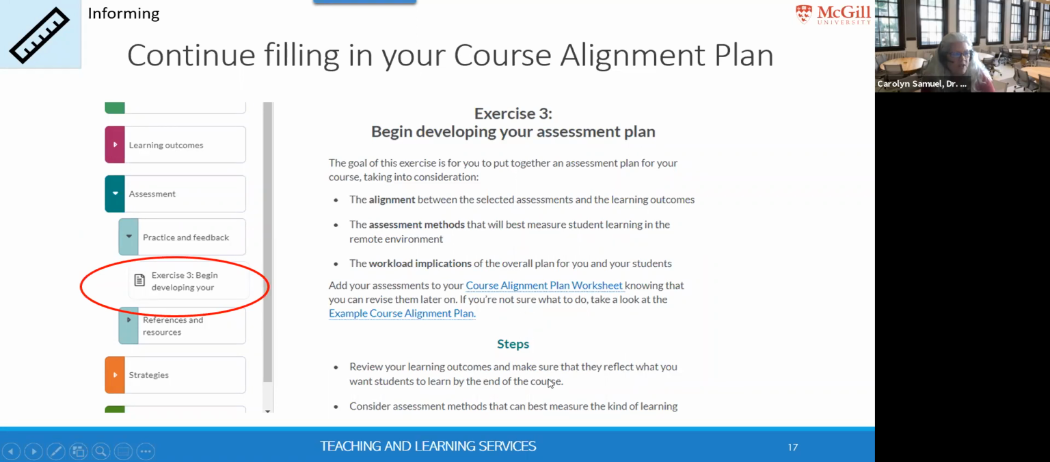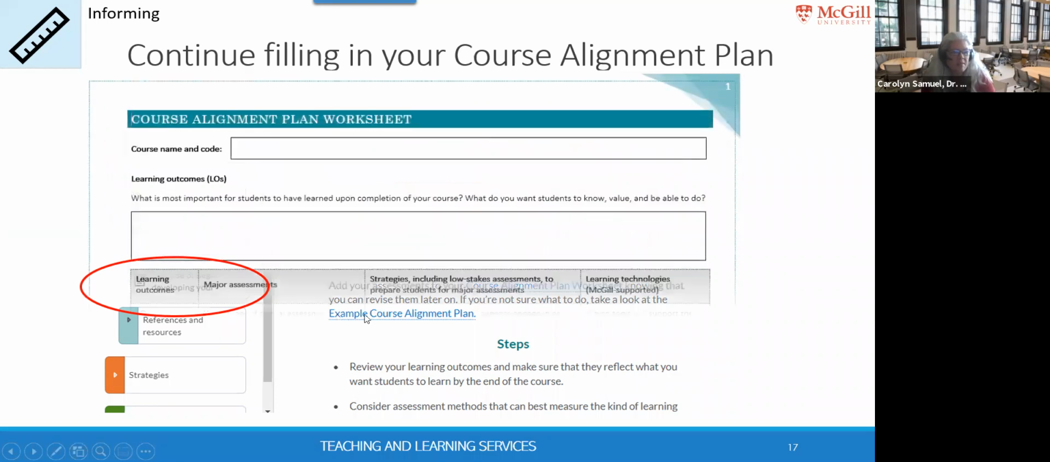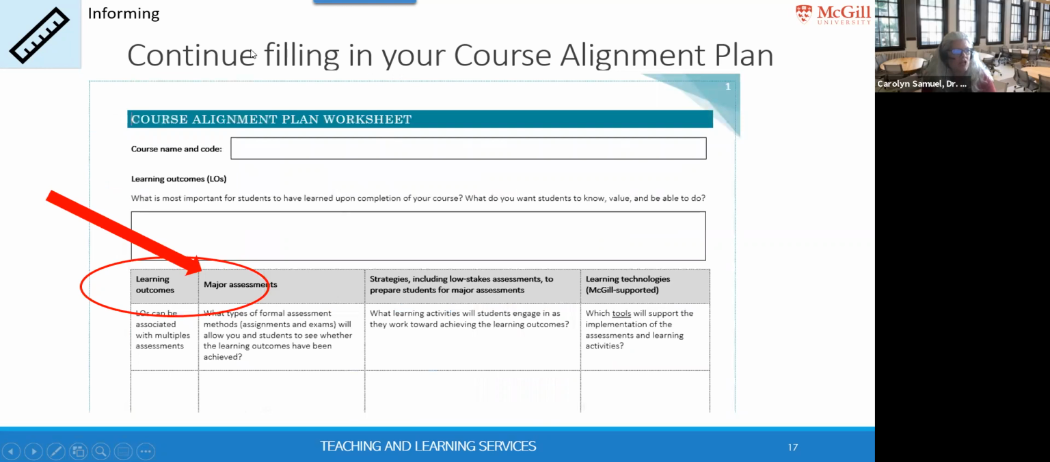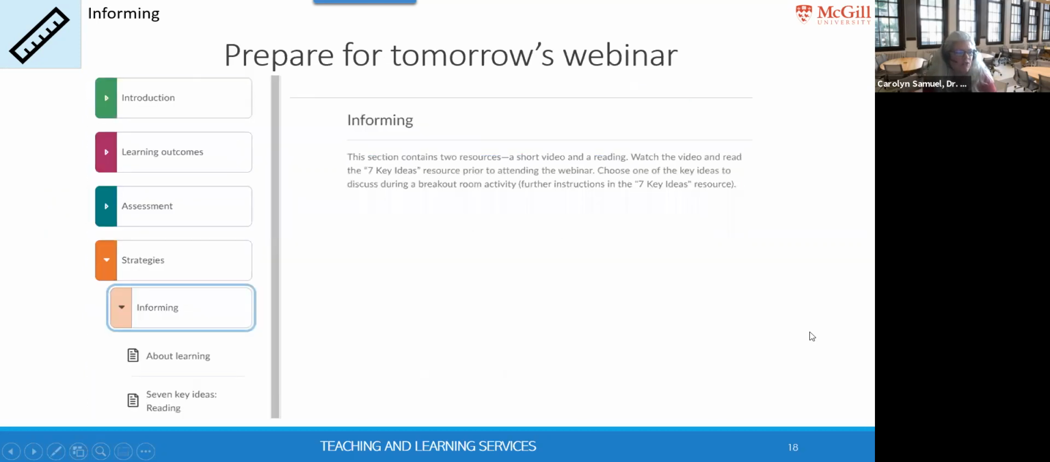So we have the instructions right here, and we're encouraging you to look at your learning outcomes, review them, make sure they reflect what you want students to learn by the end of the course, and then consider the assignments that can best measure that kind of learning. So here we have the course alignment plan, and this is the column that we're hoping you will fill in. In addition to this activity, which you can work on perhaps during the day, and then you can come to the connection opportunity and seek feedback if you like, but we do have another activity for you.